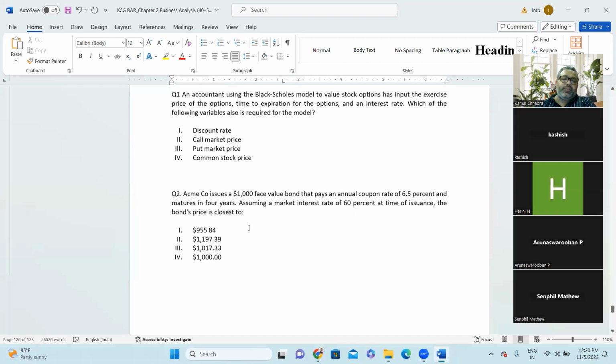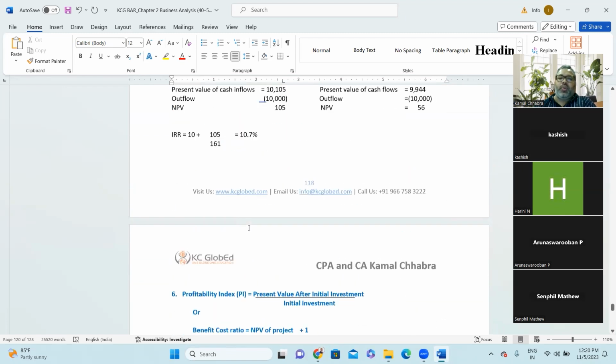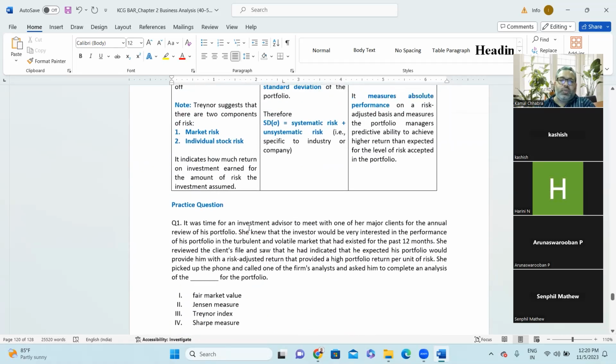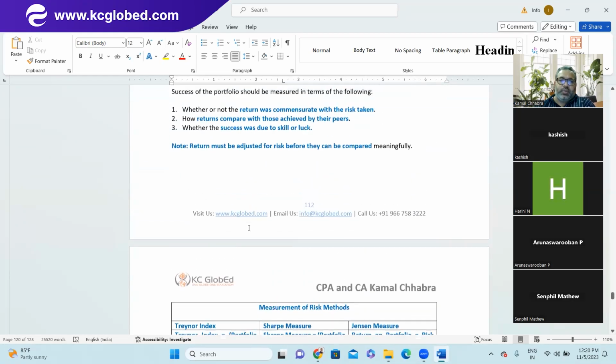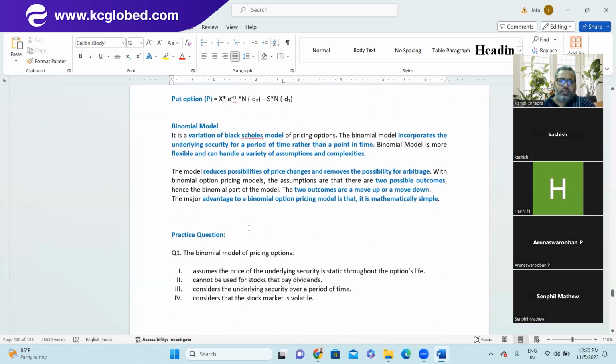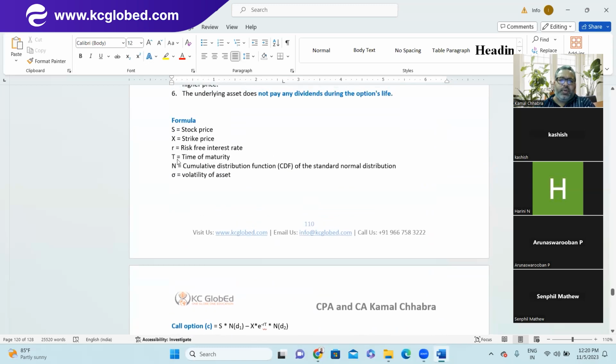What will be required? Black-Scholes model, that was yesterday. In Black-Scholes, there was only a call and put option, right? No, just look at it. One second. Call option, put option, but the important things are stock price, strike price, risk-free rate of return, time of maturity, cumulative distribution function, and volatility. So these are the items required to calculate the Black-Scholes model.